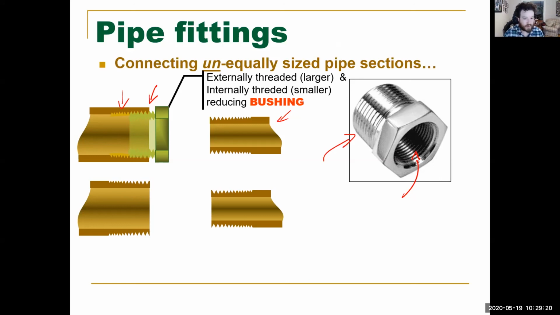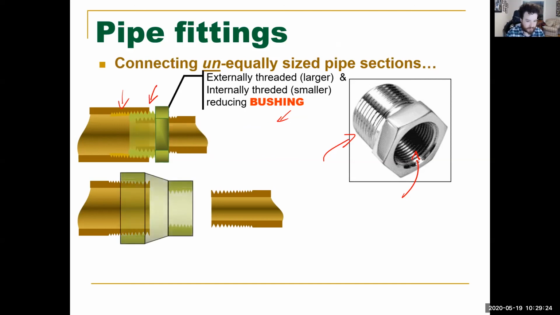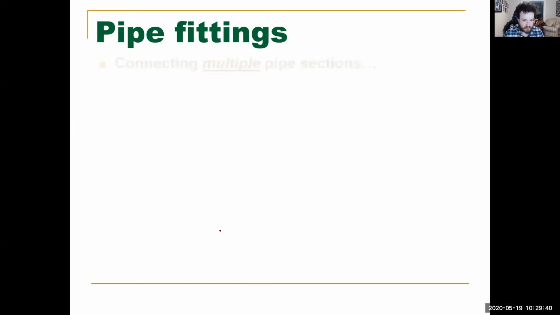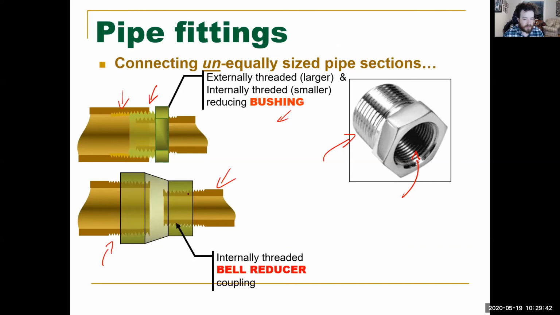And if you want to go the opposite way, you basically need a bell reducer. So if you have a larger pipe that has external threads and a smaller pipe that has external threads, then you would use a bell reducer that has internal threads on both sides of it.